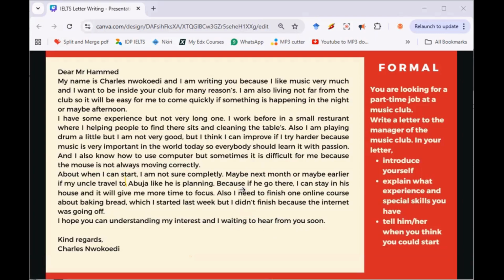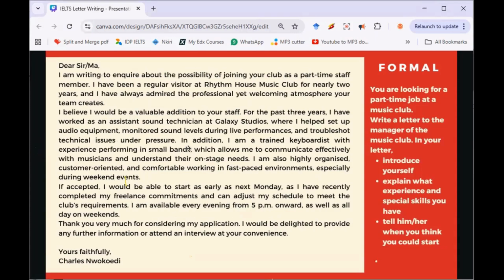So this one is a poor quality letter, and these are mistakes you need to avoid. Look at the qualitative letter. Rhythm House Music Club, everything capital letter. Proper nouns. Galaxy Studios, capital letter G, capital letter S. Proper nouns. These are things you need to keep in mind when writing your letter. I hope you get my point, ladies and gentlemen.